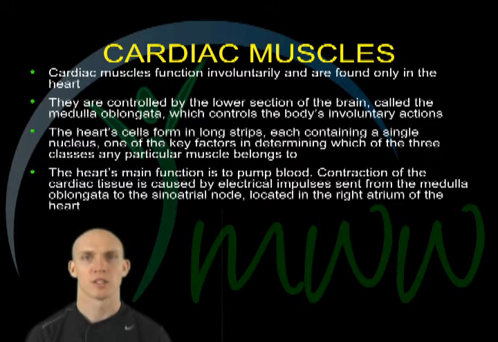The heart's main function is to propel blood into circulation throughout the body. Contraction of the cardiac tissue occurs when the sinoatrial node, located in the right atrium of the heart, receives electrical impulses sent from the medulla oblongata.